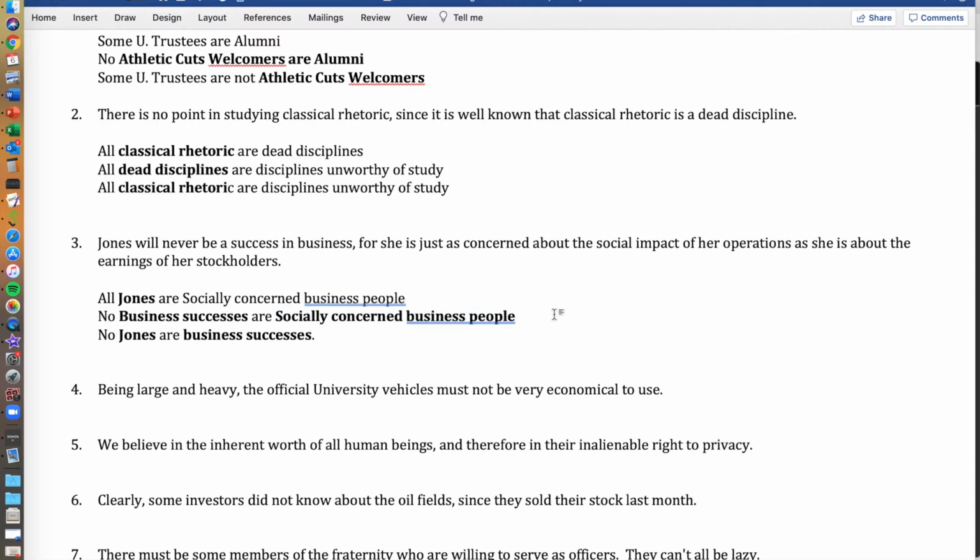a valid syllogism. But again, like with item number 1, if you constructed this with a converted missing premise, that is, if your missing premise says no socially concerned business people are business successes, you've simply substituted a logically equivalent statement for the one that I have, and that's an equally correct answer. So the missing premise here, no business successes are socially concerned business people, and we have a valid syllogism.